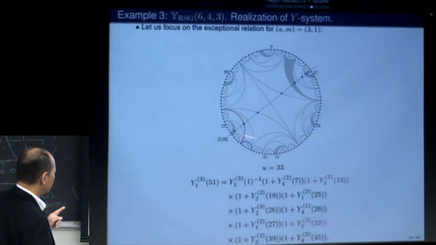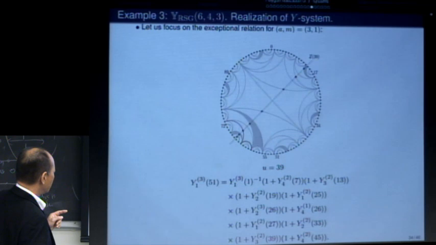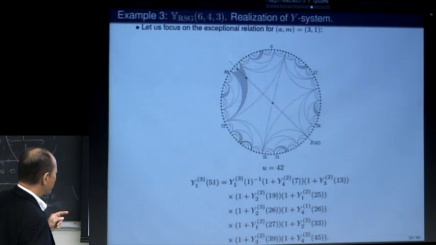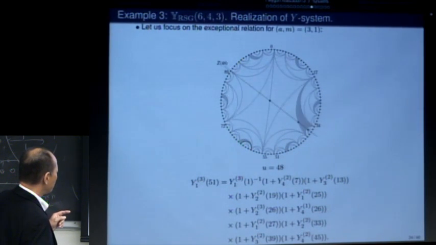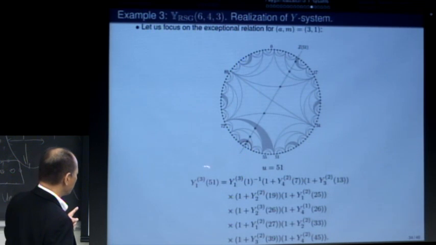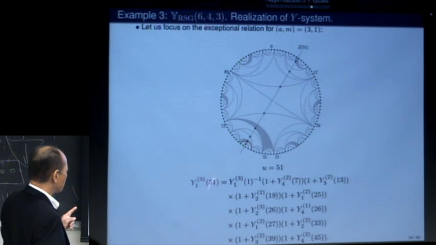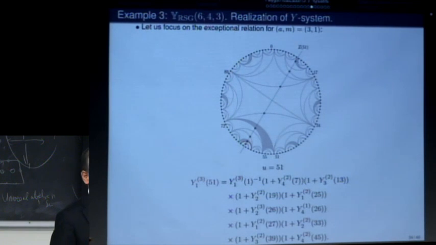13 here, hit it. 39. Oops. Okay. 41. And this is the last one. And after that, it hits myself. And so it gives you a new number, new level. And so this is the Y system. So it completely explains what the Y system is.